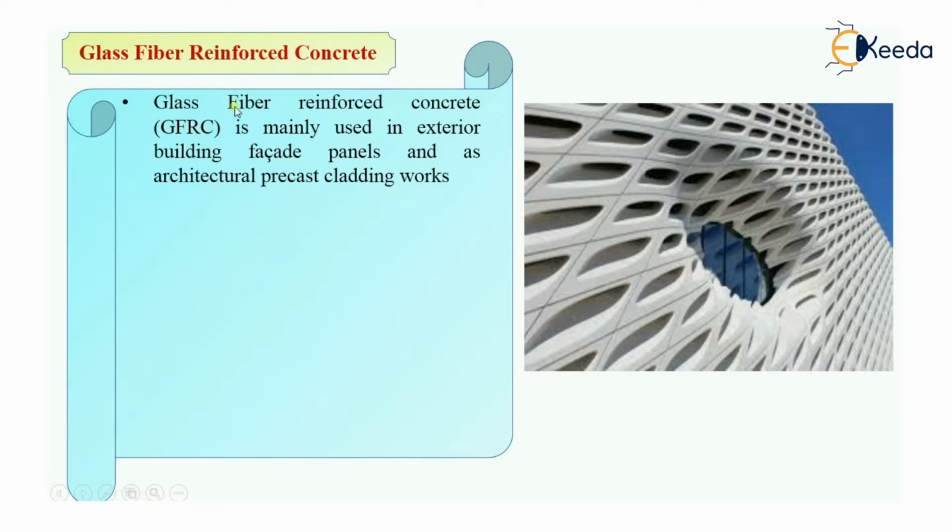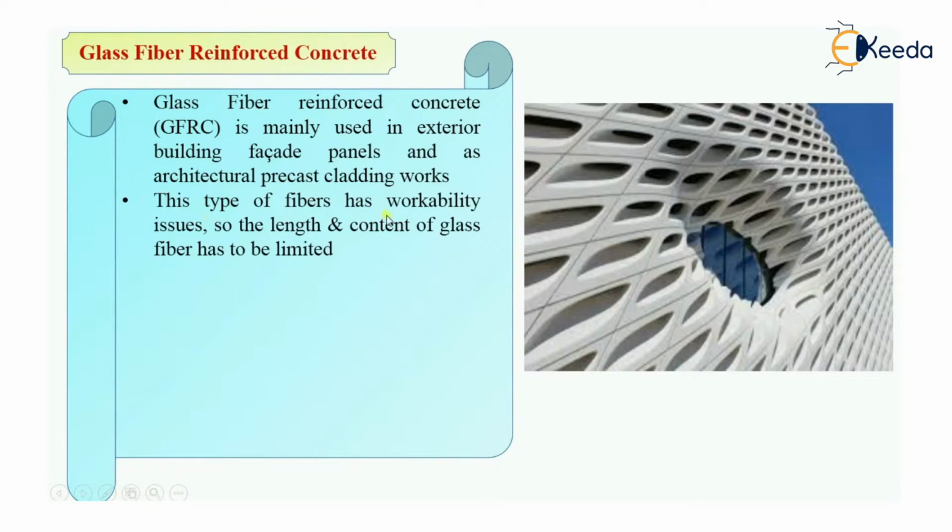Glass fiber reinforced concrete is mainly used in exterior building facade panels and as architectural precast cladding works. As you can see in this picture, it will give a very good architectural appearance. So it can be used for exterior building facade panels as well as for architectural precast cladding works, as it will give good architectural appearance.